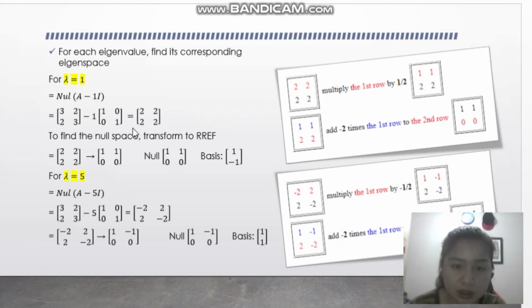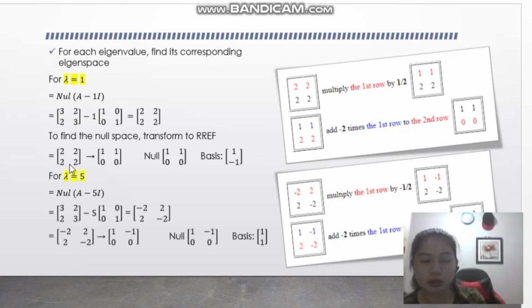And then, this matrix ay, para makuha naman natin si null space, ita-transform natin to reduced row echelon form. So, 2, 2, 2, 2. Ito siya, yung matrix. Para maging row echelon form, ito yung process: multiply the first row by 1/2. So, we will get 1, 1, 2, 2, and then add negative 2 times the first row to the second row. So, we will get 1, 1, 0, 0. So, the row echelon form, or the reduced row echelon form, is 1, 1, 0, 0.